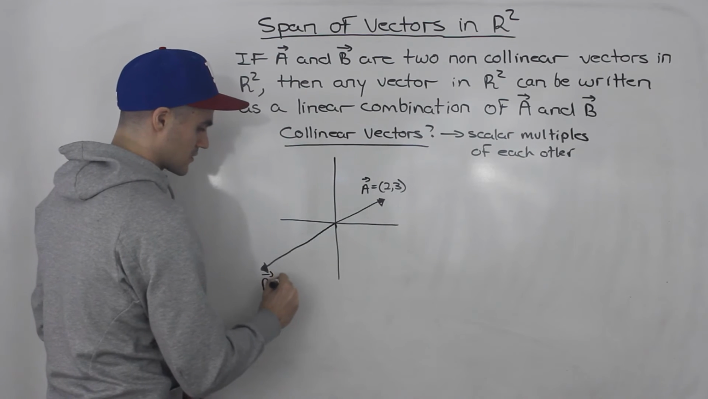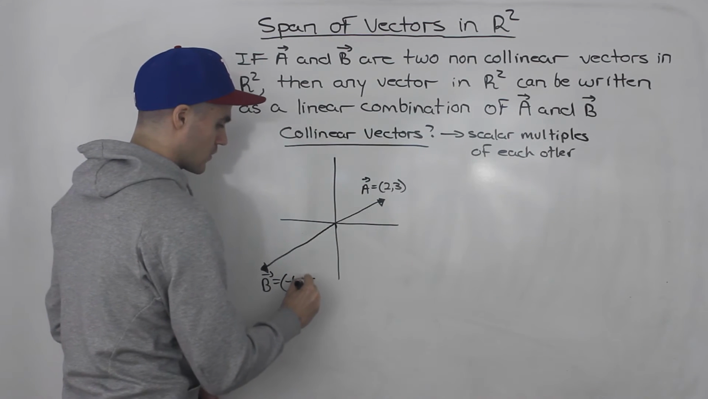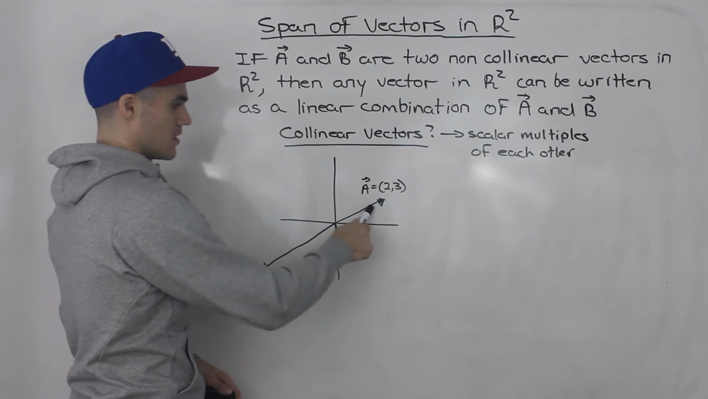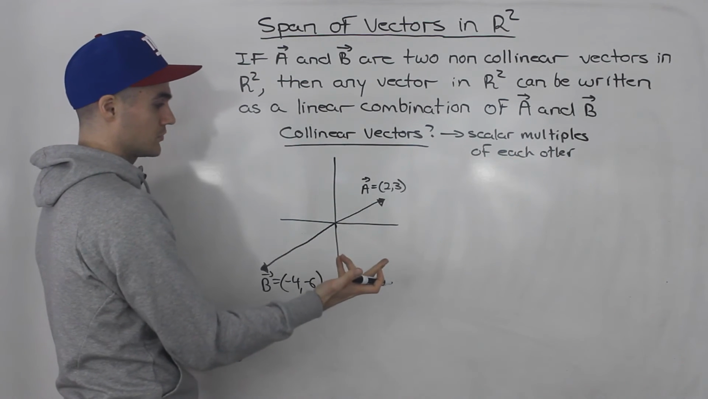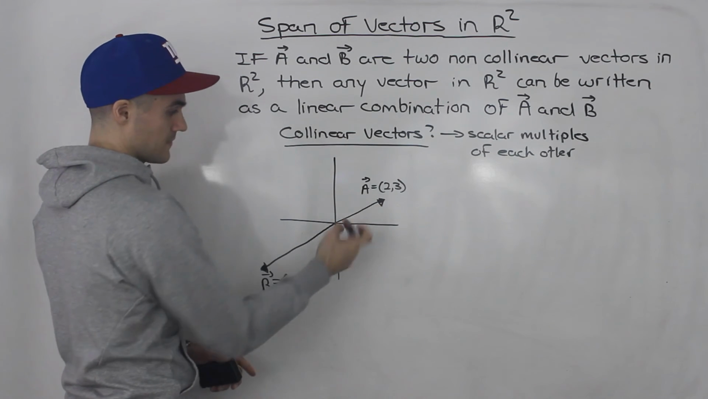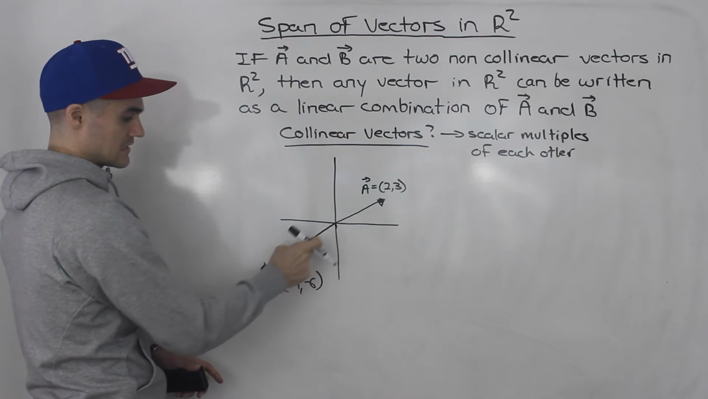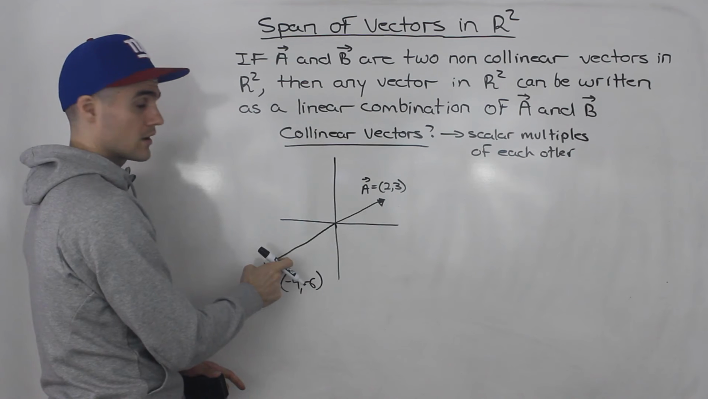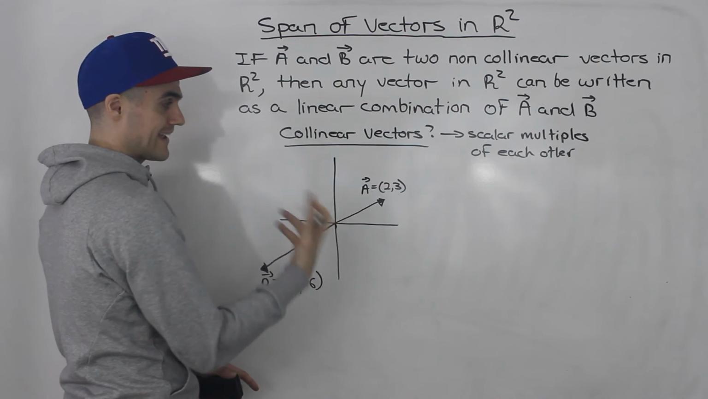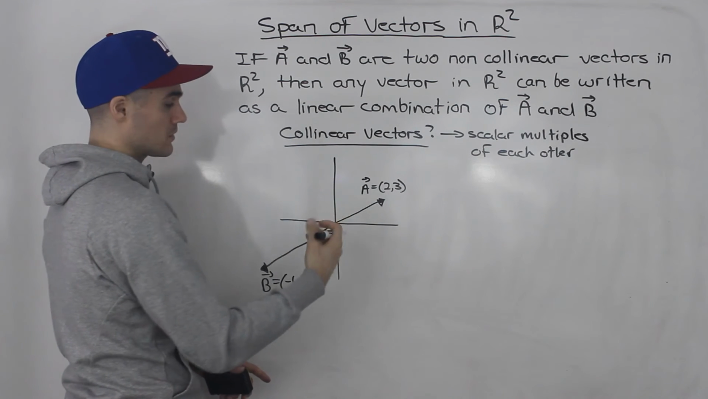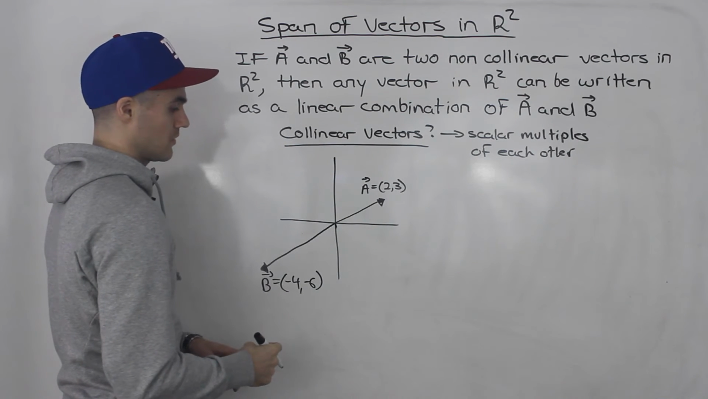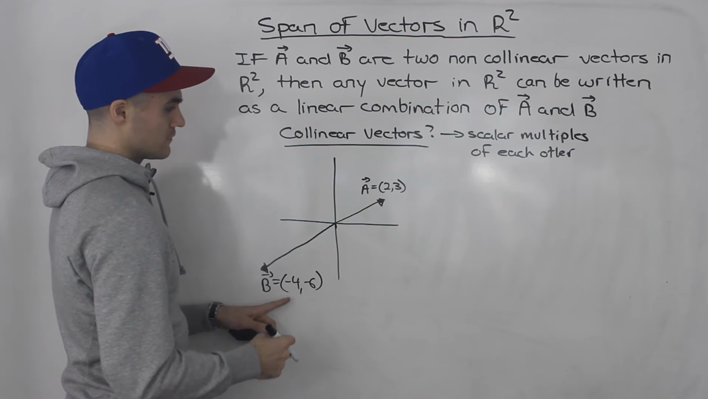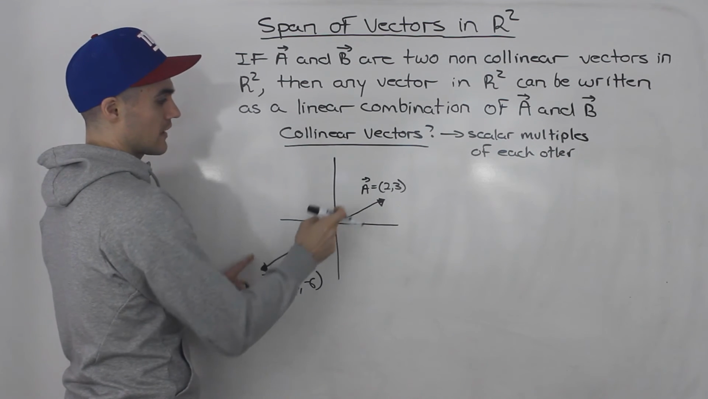So let's say this is vector B, -4, -6. Both of these vectors are collinear because they're scalar multiples of each other. So we got vector A, then vector B is in the opposite direction, right? Because we multiplied vector A by a negative number, and it's twice the magnitude because we multiplied it by 2 as well. So both of these vectors are collinear now.